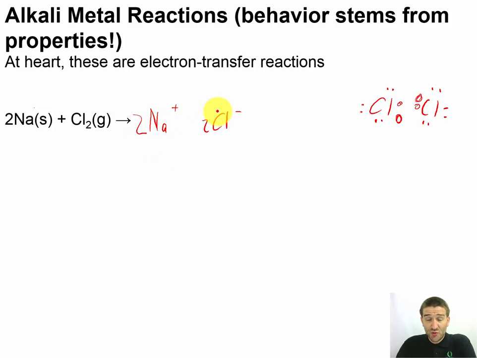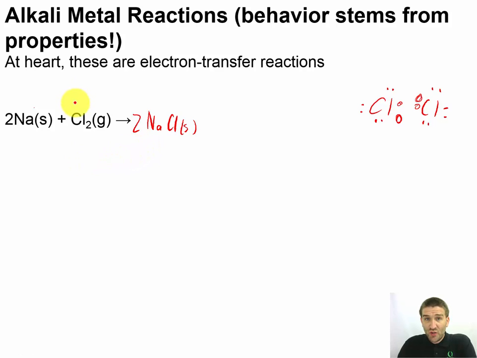Now, of course, these two are going to attract each other immediately. I mean, they were bumping into each other to react in the first place. They don't get very far away. They're going to stick right together. And so the product of that reaction is going to be NaCl, which is going to be a solid. We'll get two of those.